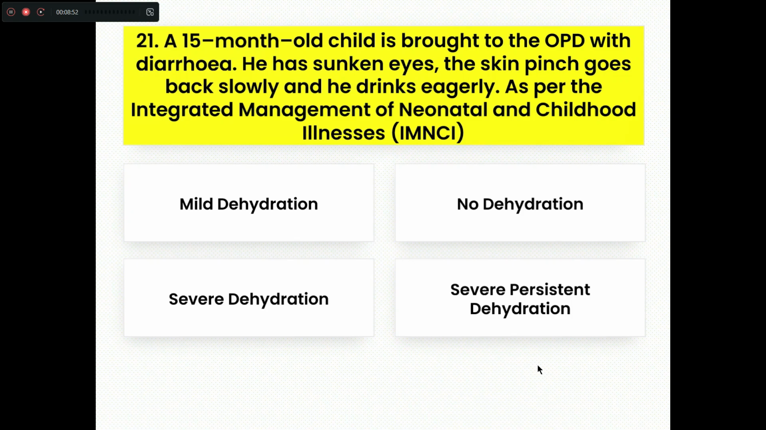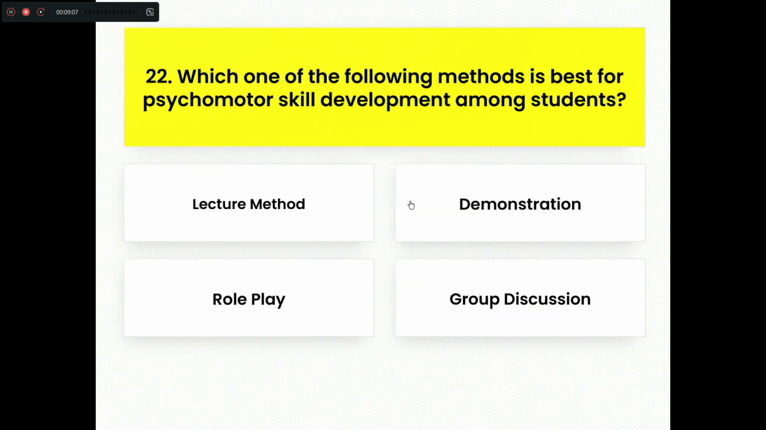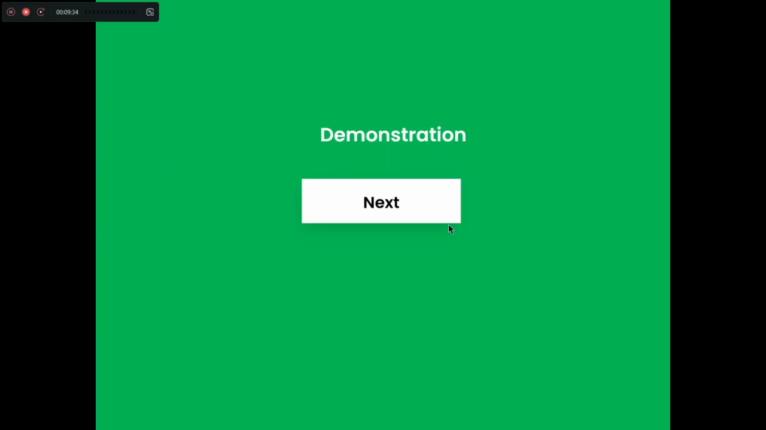So the right answer, the type of diarrhea as per integrated management of neonatal and childhood illnesses would be severe dehydration. Option C, severe dehydration is the right answer. Question number 22. Which one of the following method is best for psychomotor skill development among students? Option A, lecture method, B, demonstration, C, role play, D, group discussion. The best method in development of psychomotor skill among the student would be option B. Demonstration is the right answer.